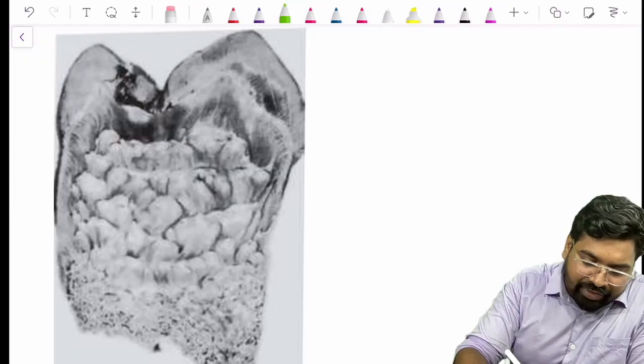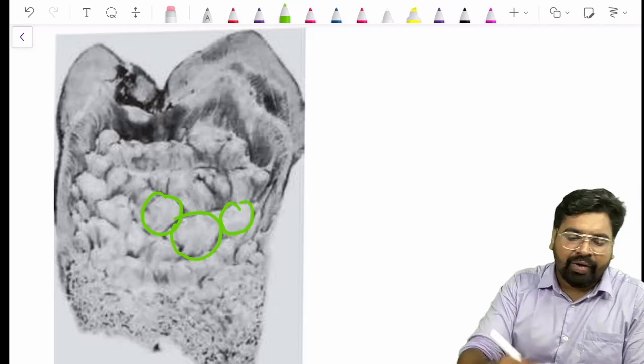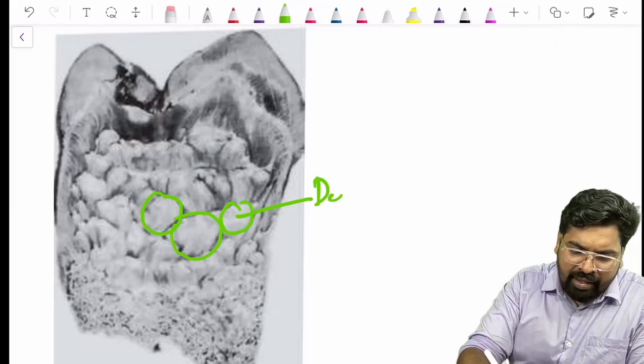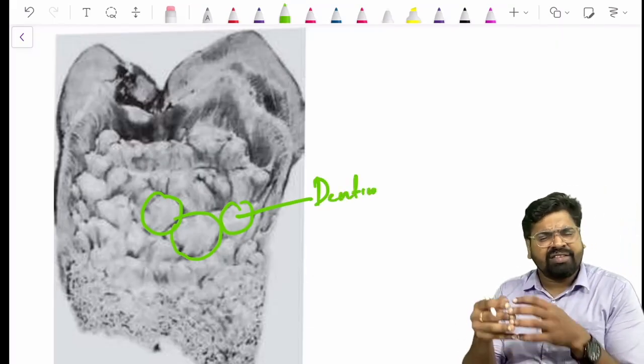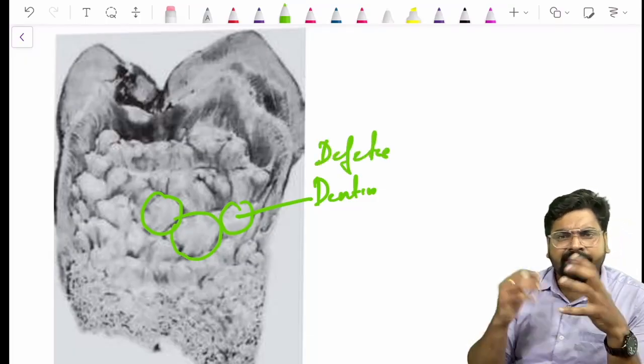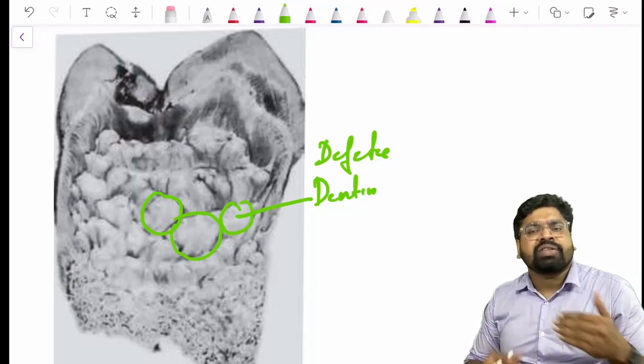Only it is filled with some kind of dentin. See, masses of dentin. You can see that it is filled by dentin. This dentin is structureless. This dentin is defective dentin. It is very defective dentin, and it is filling the pulp chamber so that there is no pulpal cavity. And see the pattern of this.